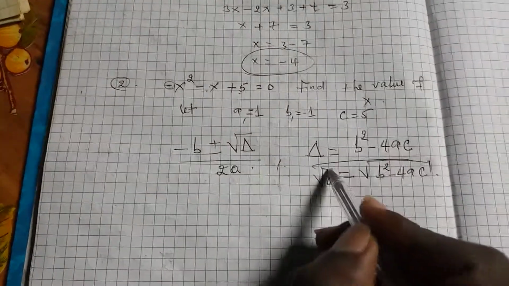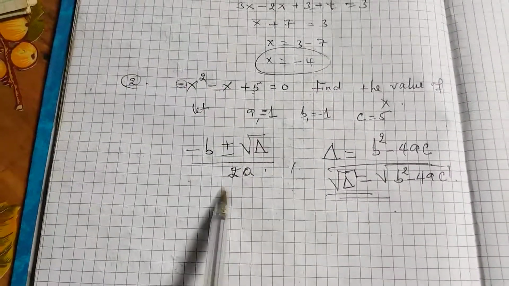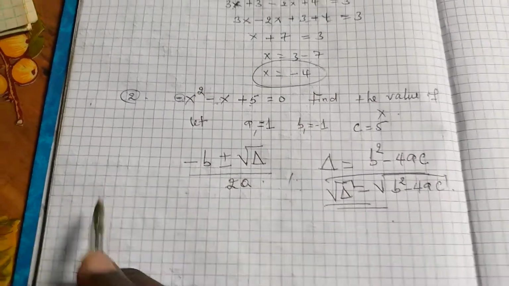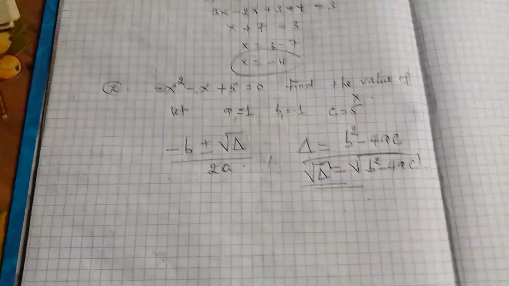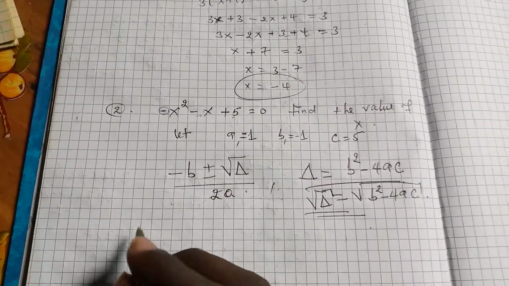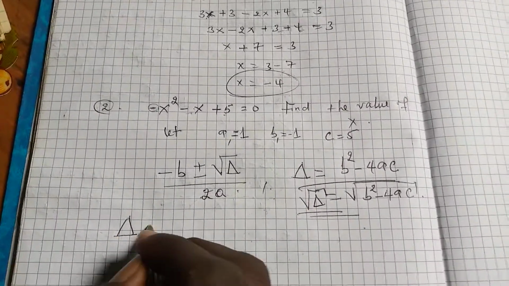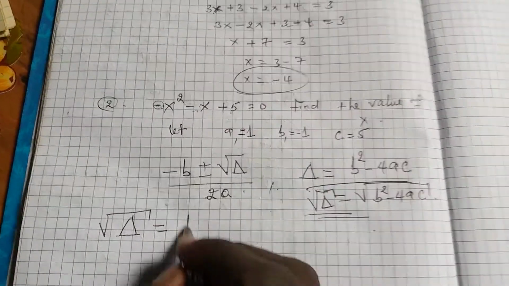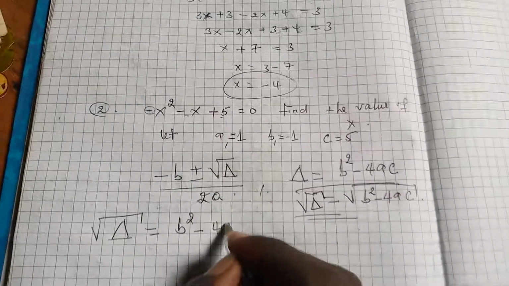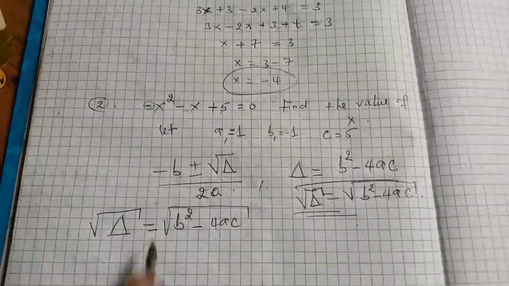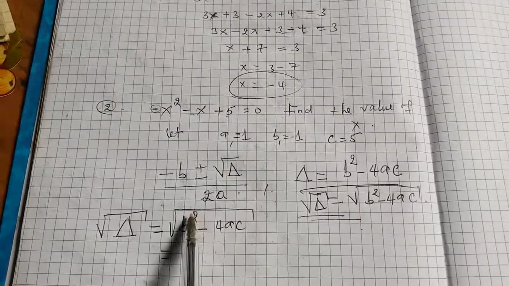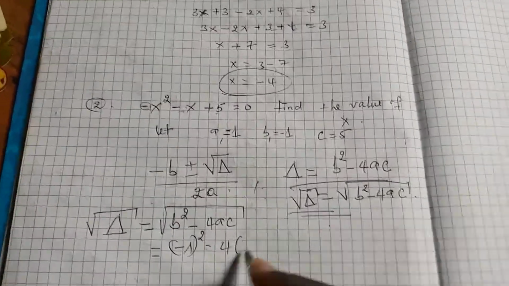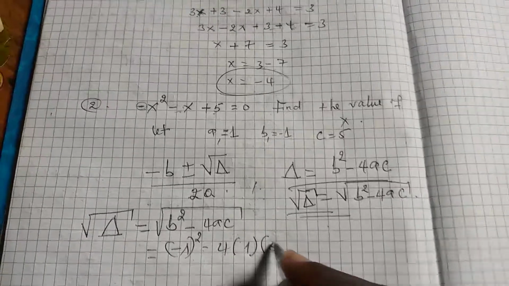So here, this is the square root of the discriminant. We are going to use these formulas in solving for x in the second degree. First, you have to find this discriminant. The discriminant will be equal to b squared minus 4ac. Here we have b equal to minus 1, squared, minus 4 times a, which is equal to 1, times c, which is equal to 5.